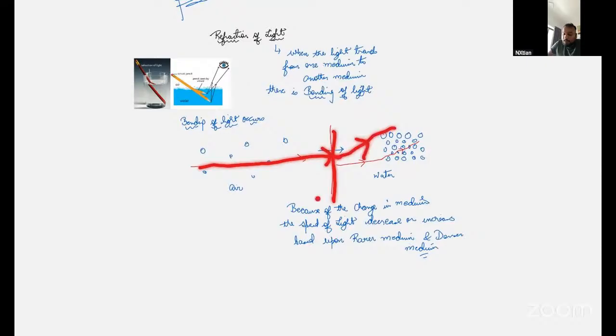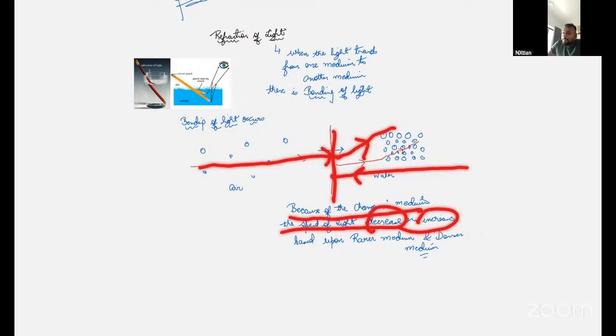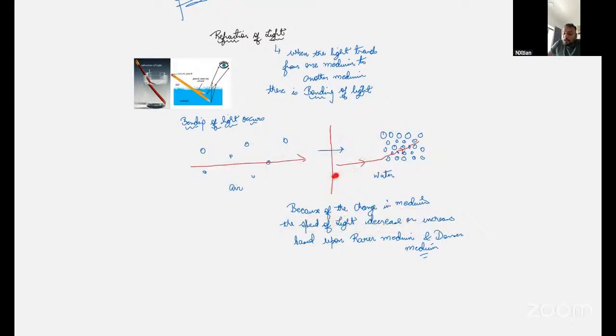Okay, so here also I read, because of the change in medium, the speed of light will decrease or increase. It can increase also. Because when the light is coming from water, the particles are very near to each other. Now it came to the air, particles are very far away from each other, and there is no one to stop the light. Then the speed will increase. Then also the bending will be there, based upon the rarer and denser medium.